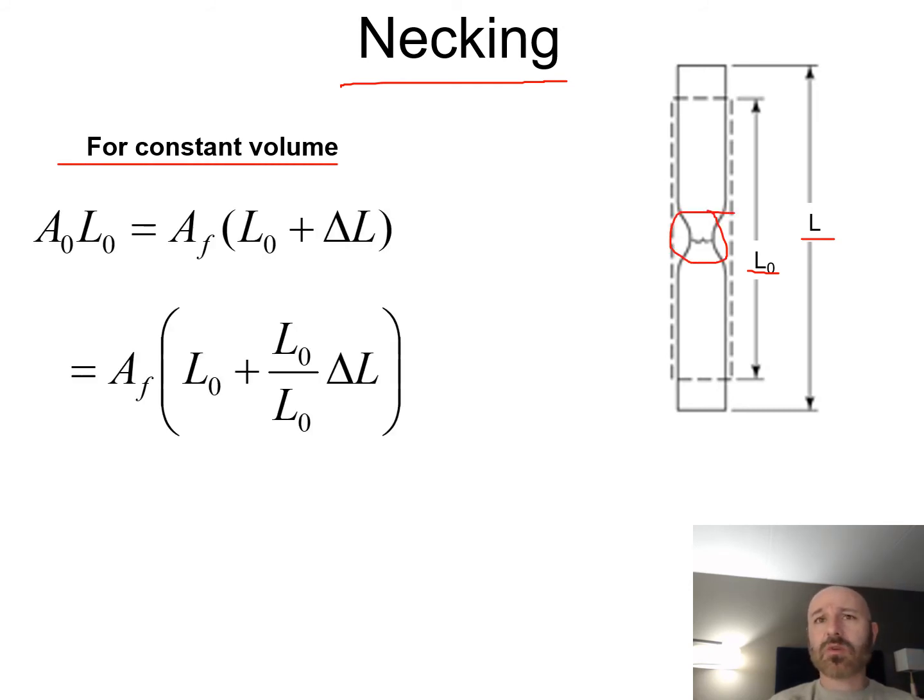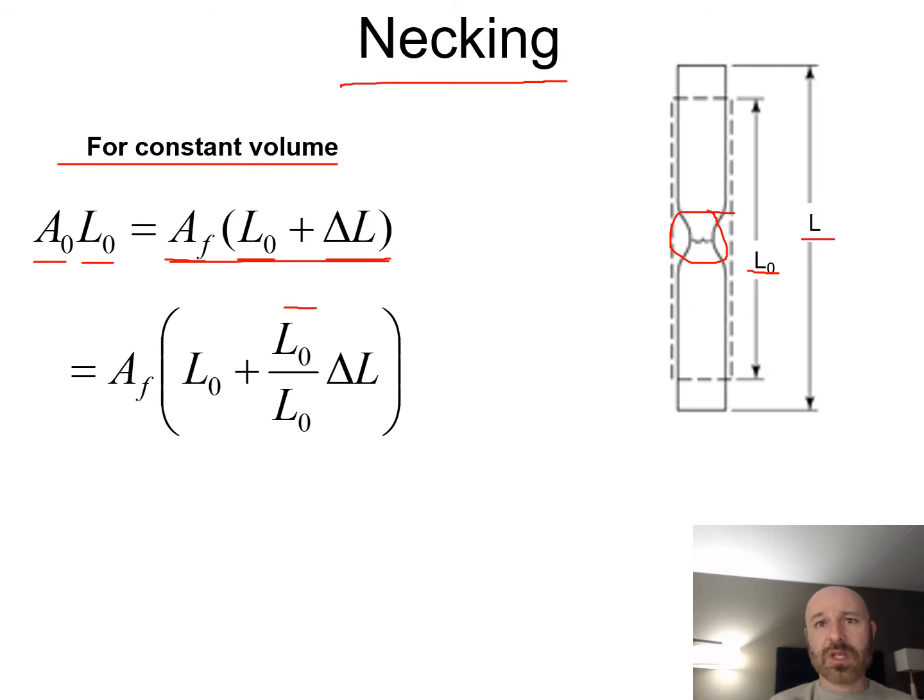So let's take a look at some governing equations within this. What we can do is we see that our A naught, our initial cross-sectional area, times our original length is equal to our final cross-sectional area times that original length plus that change in length, our delta L.